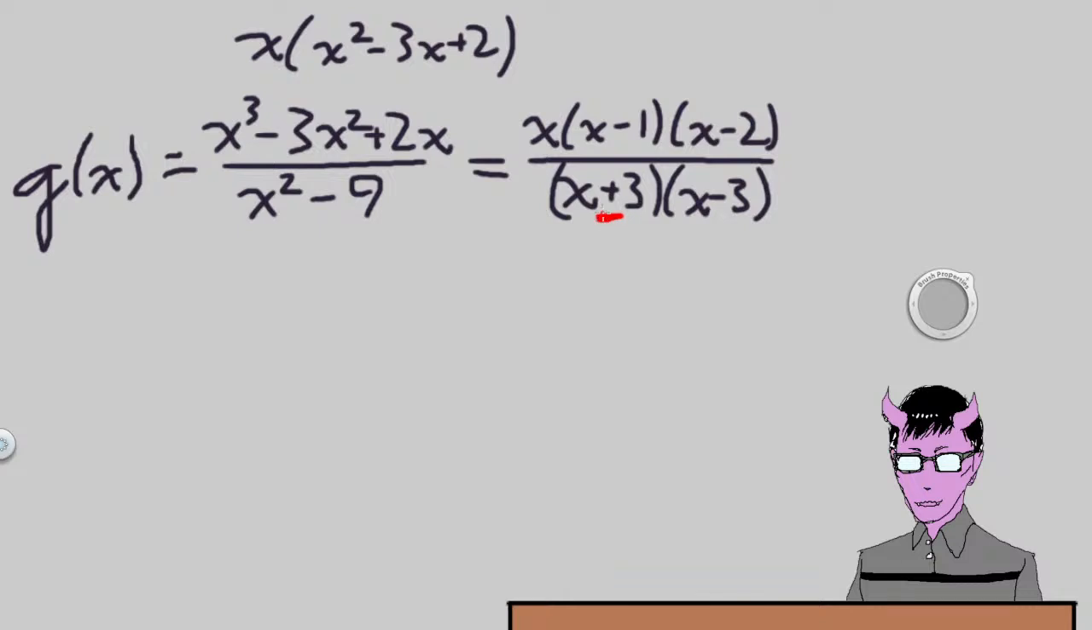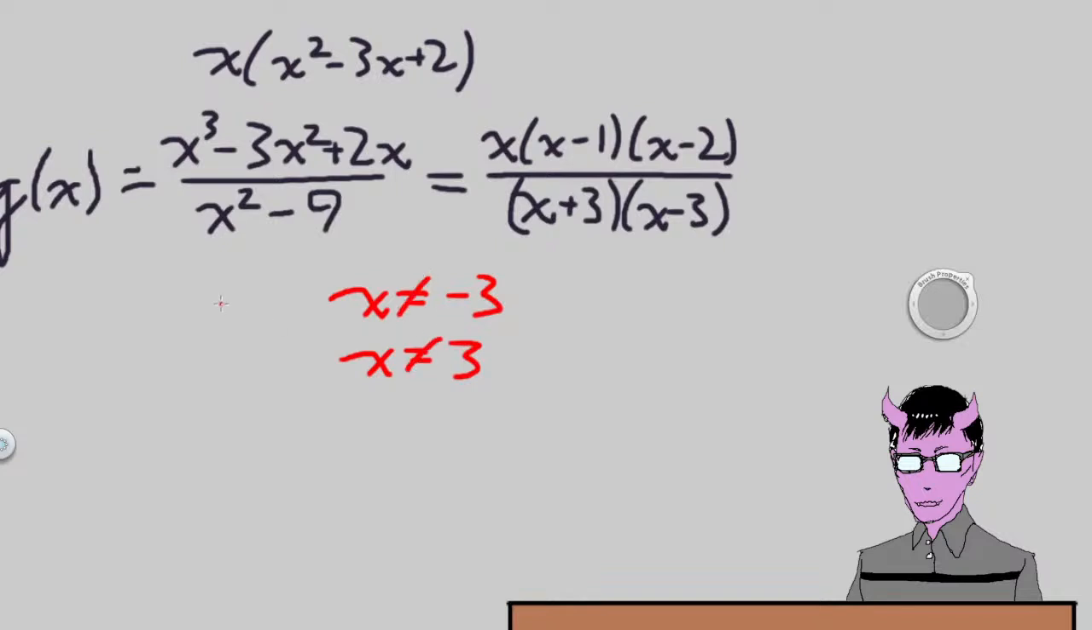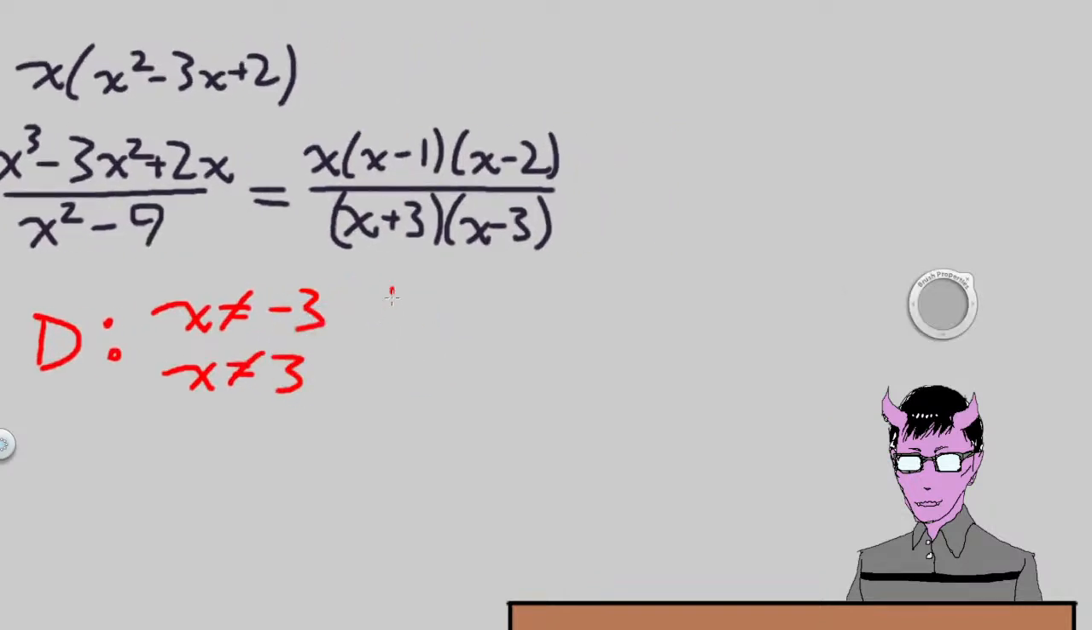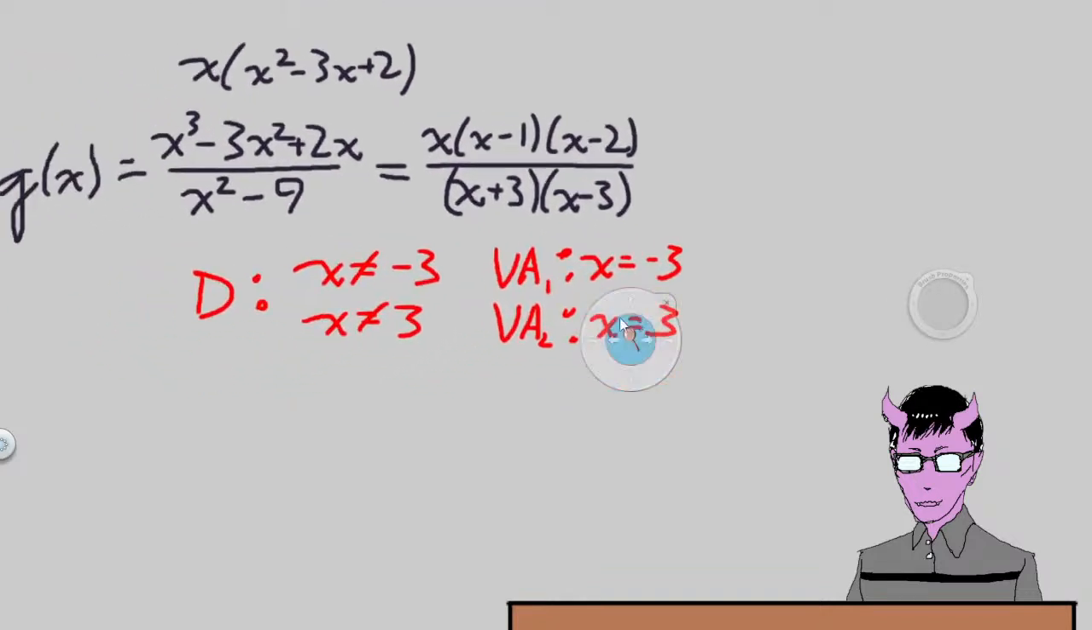So if x is equal to negative 3, we create 0. If x is equal to positive 3, we also create 0. So therefore, for the domain, x cannot be negative 3 nor positive 3. Which means we have two vertical asymptotes. So vertical asymptote number 1, x is equal to negative 3. And then vertical asymptote number 2, x is equal to positive 3. Alright.